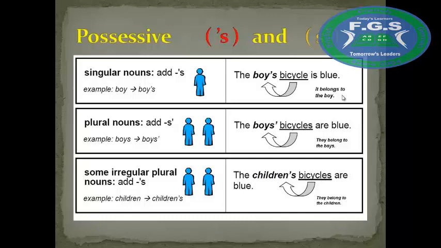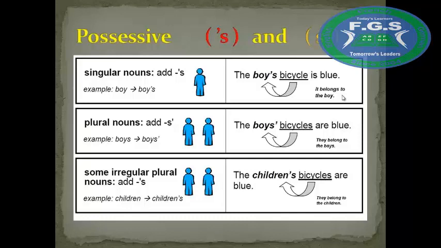But with plural nouns, we have to add apostrophe, not apostrophe s, because in plural nouns like boys, girls, teachers, we already have s at the end of the plural nouns. Look at this example. The boys' bicycles are blue. So the boys here is plural. So we have to add apostrophe. And the apostrophe here points to something that belongs to the boys.